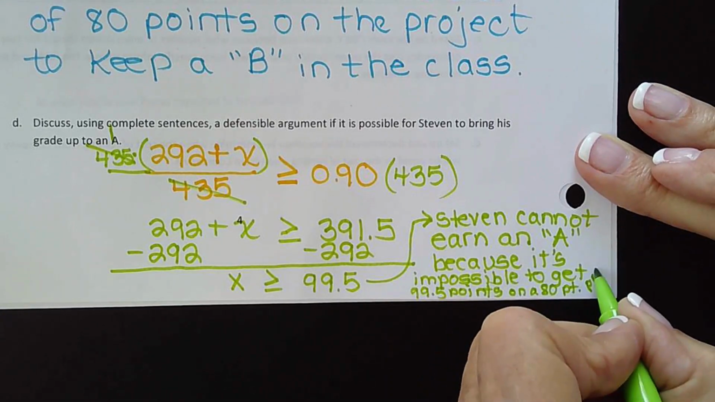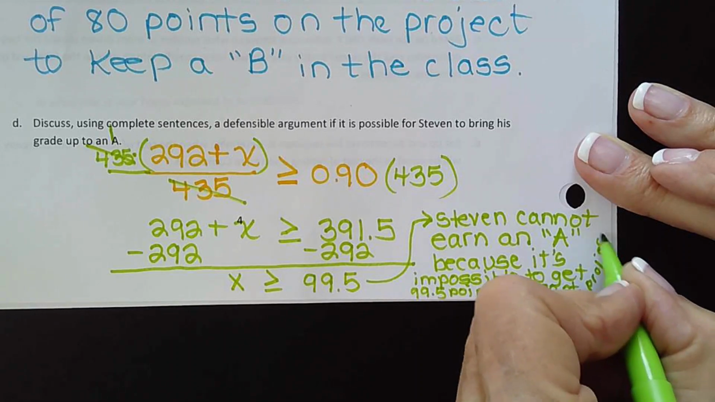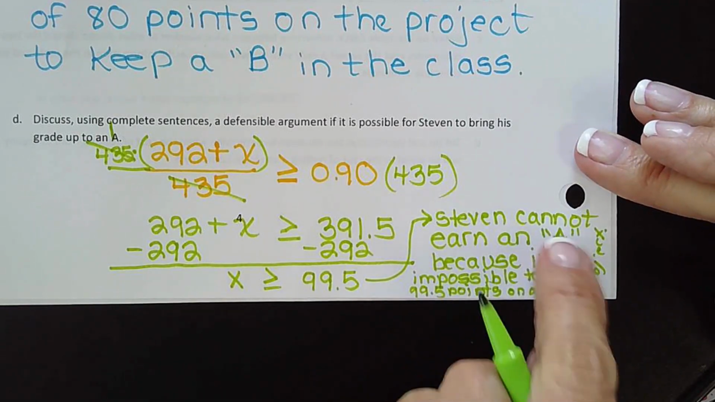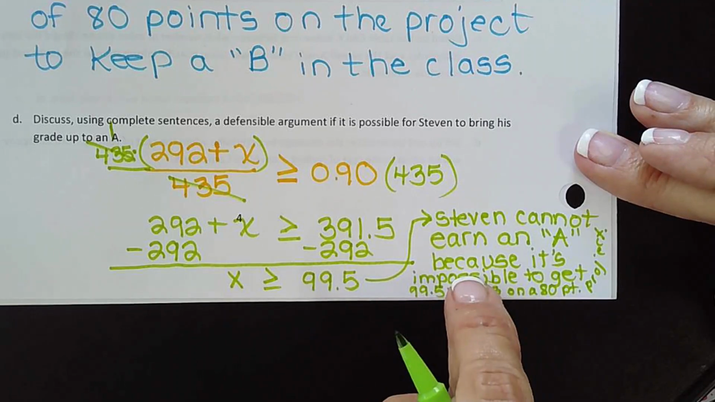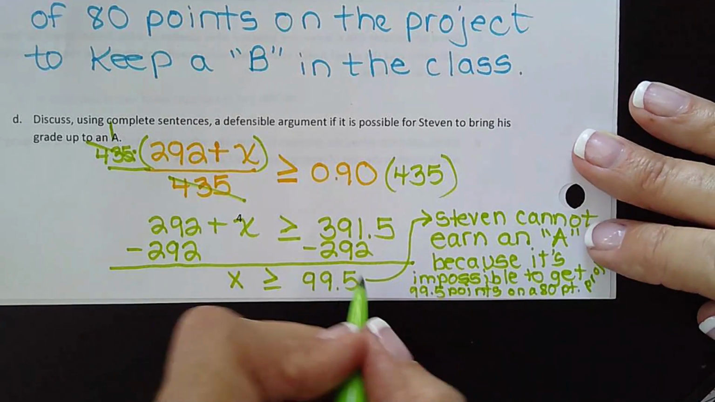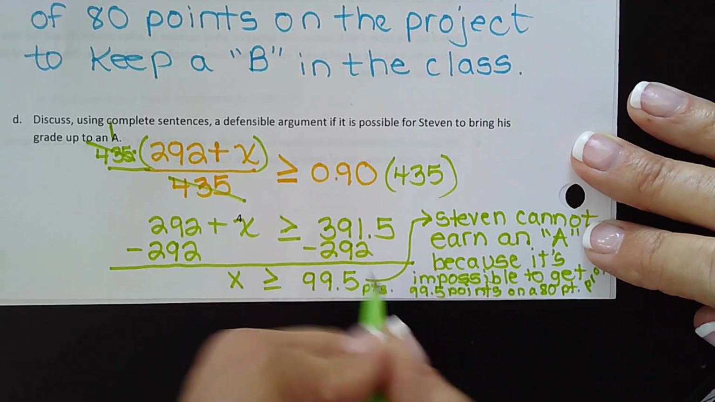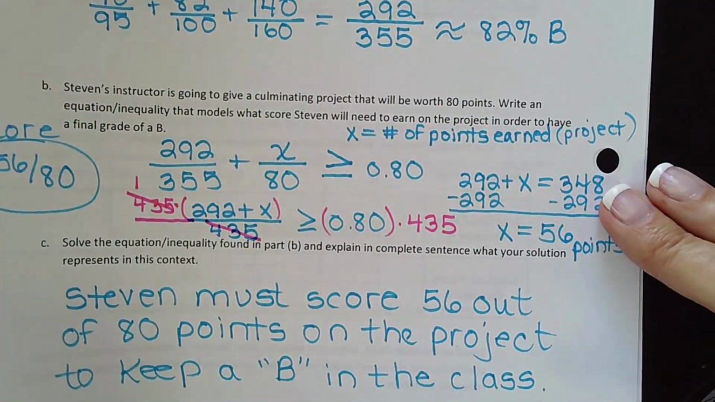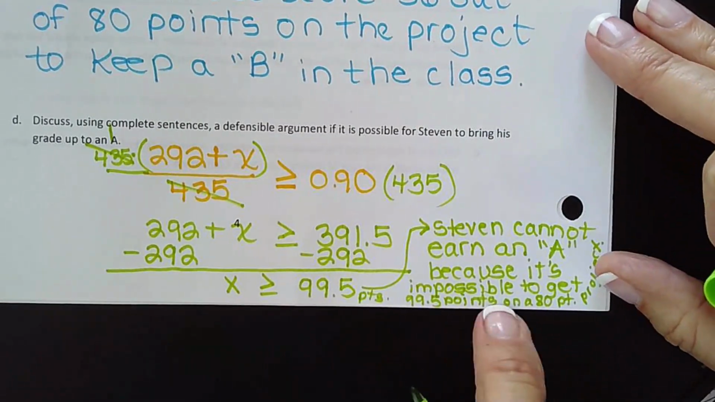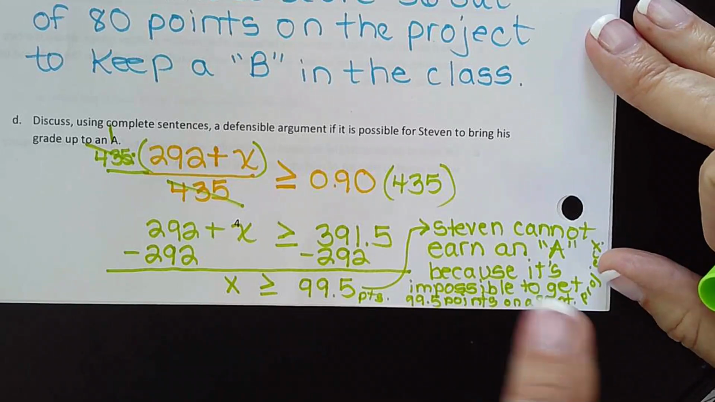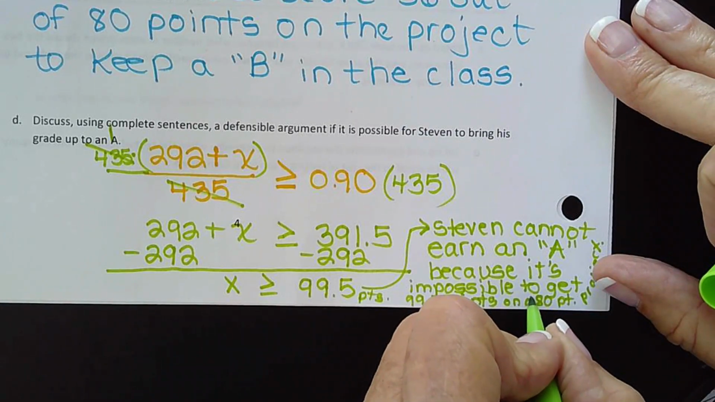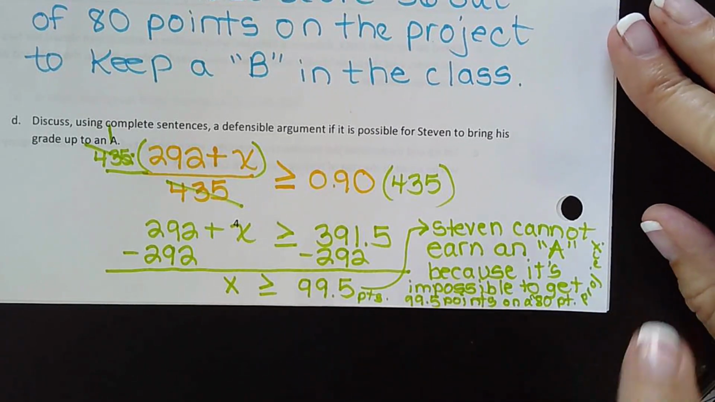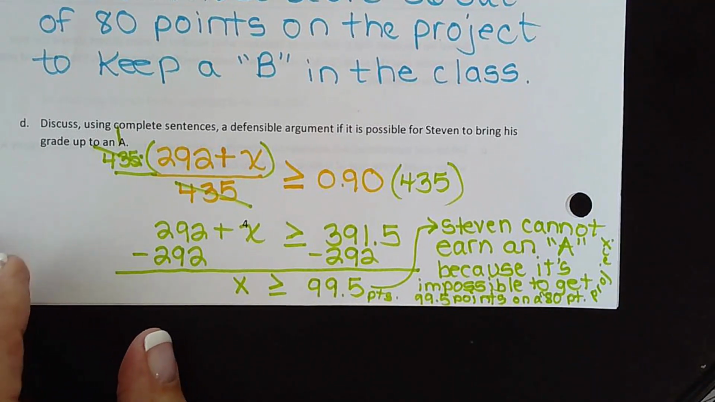Oh dear. Really slamming it in here, aren't I? So Stephen cannot earn an A because it's impossible to get 99.5 points, because remember what we wrote for X there. X is the number of points earned, not the percent. On an 80-point project. 99.5 points on an 80-point project. There we go.